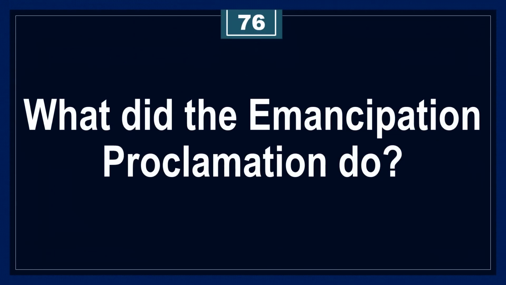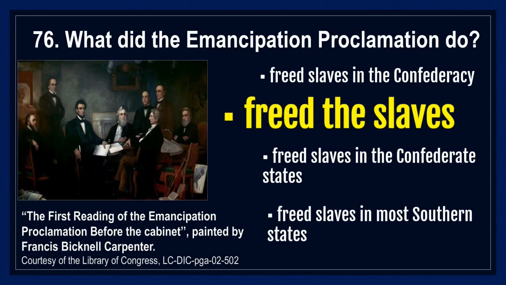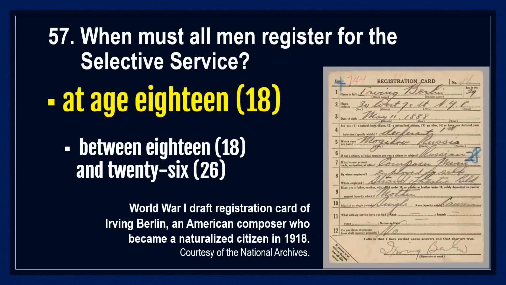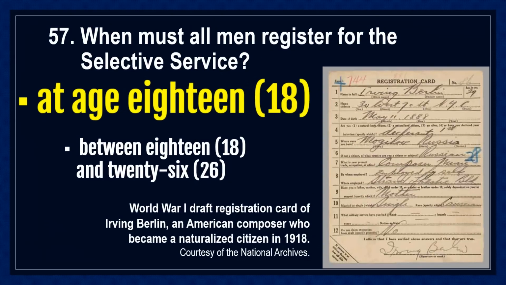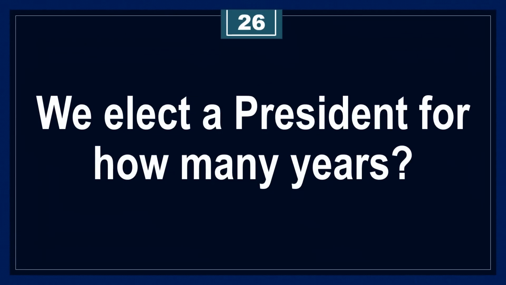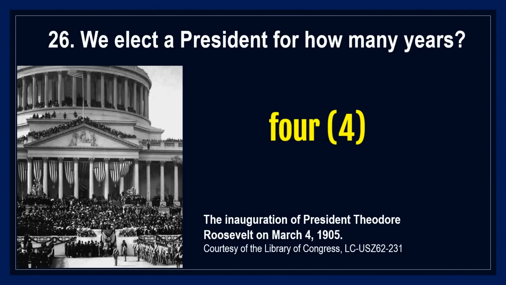What did the Emancipation Proclamation do? Free the slaves. When must all men register for the Selective Service? At age 18. We elect a president for how many years? 4.